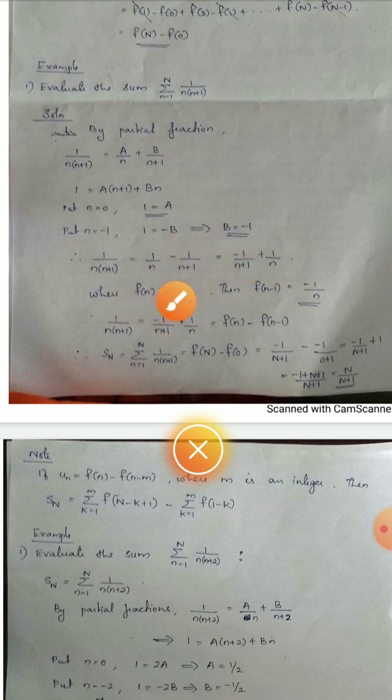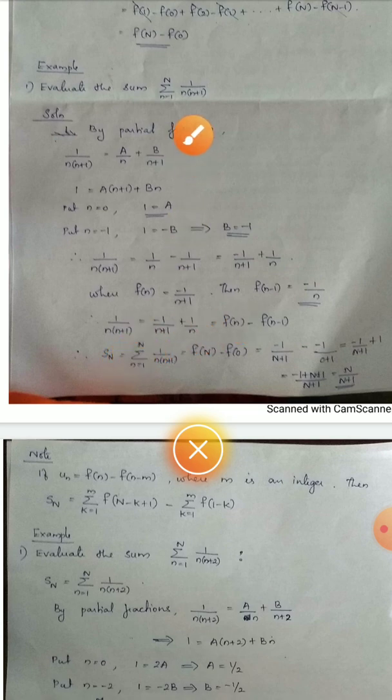So f of n is minus 1 by n plus 1, then f of n minus 1. In place of n, put n minus 1, then it is minus 1 by n minus 1 plus 1, that is minus 1 by n. So this 1 by n into n plus 1 is minus 1 by n plus 1 plus 1 by n, so that is f of n minus f of n minus 1. So here it becomes plus. Okay, so it can be written like this.